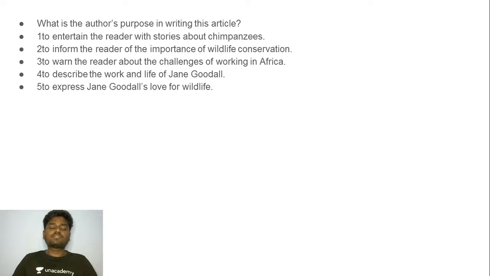Next one, what is the author's purpose in writing this article? To entertain the reader with stories about chimpanzees, definitely not. To inform the reader of the importance of wildlife conservation, okay, considered. To warn the reader about the challenges of working in Africa, to describe the work and life of Jane Goodall, and to express Jane Goodall's love for wildlife. So the most suitable one, undoubtedly, should be option 2, right? She's talking more about Jane Goodall, so to describe the work and life of Jane Goodall, right?